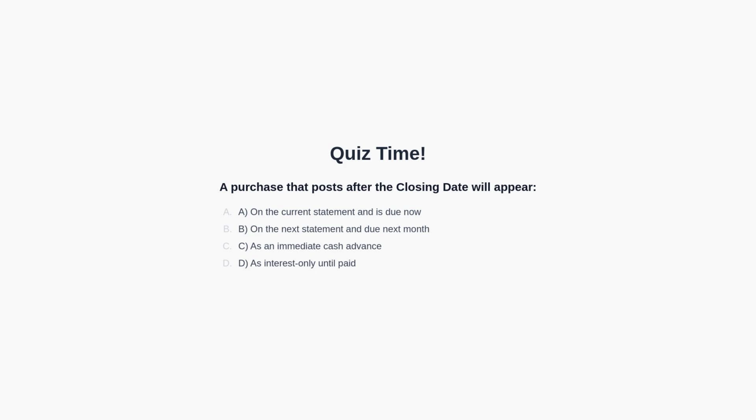A purchase that posts after the closing date will appear when? Option A says on the current statement and due now. Option B says on the next statement and due next month. Option C says as an immediate cash advance. Option D says as interest only until paid.